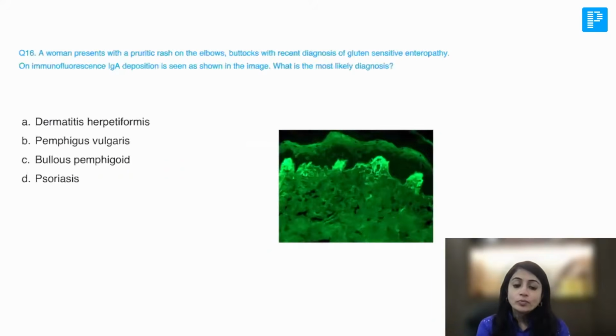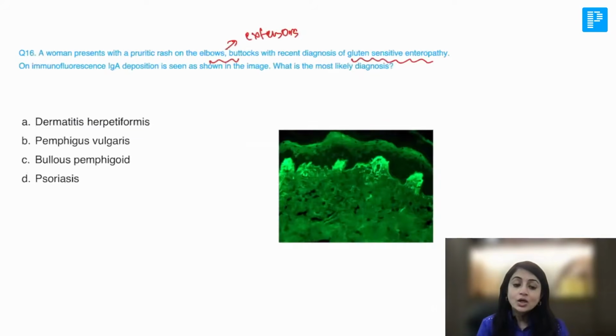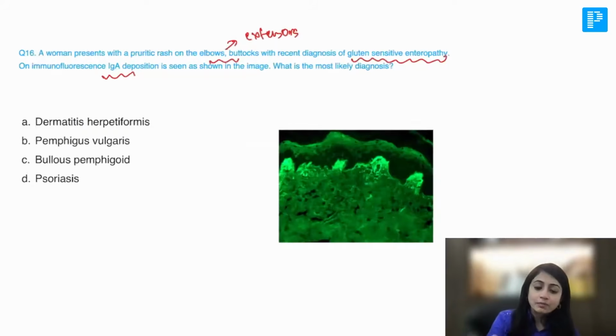Okay, a woman presents with pruritic rash on elbows and buttocks, which is the extensors area, with recent diagnosis of gluten-sensitive enteropathy. On immunofluorescence, you see IgA deposition. What is the most likely diagnosis? So this we have already discussed. You're all right. This is dermatitis herpetiformis.